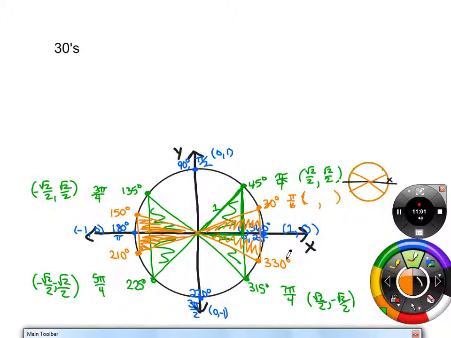180 degrees is at pi radians. If I had to think about pi radians in terms of sixths, it would be 6 pi over 6. Is that okay with everybody? That instead of calling this pi, I could call it 6 pi over 6 if I wanted to. Is that okay?